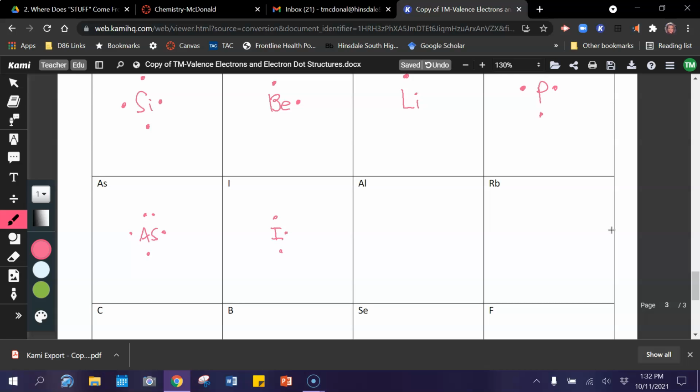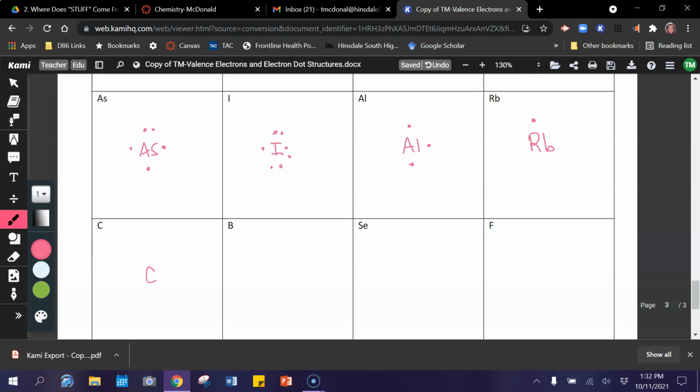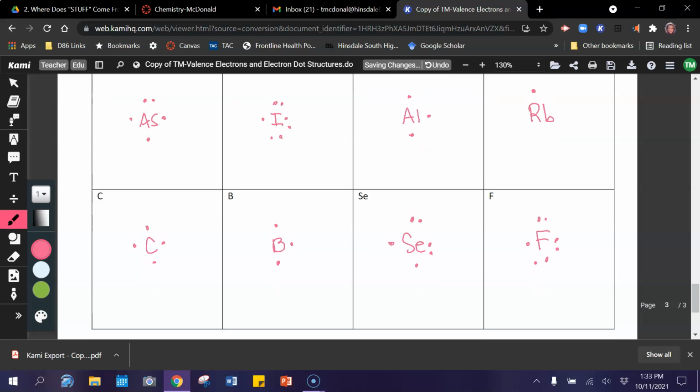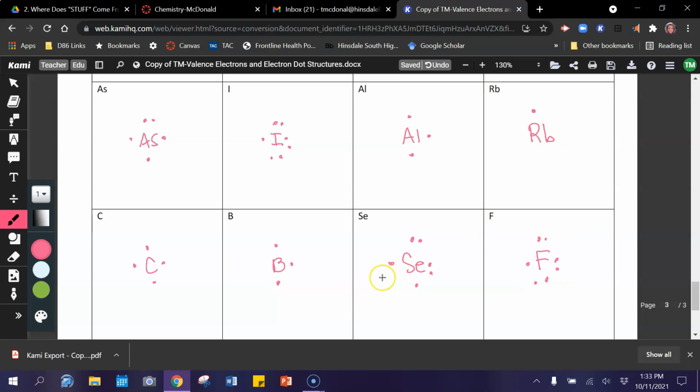Iodine is in group 7. Aluminum is in group 3. Rubidium is in group 1. Carbon is in group 4. Boron is in group 3. Selenium is in group 6. 1, 2, 3, 4, 5, and 6. And then fluorine is in group 7. And so there you are. That's how you draw electron dot structures.